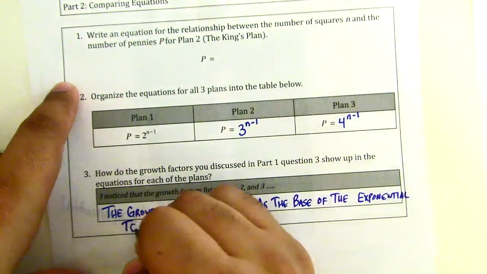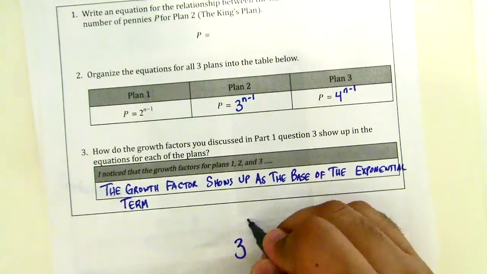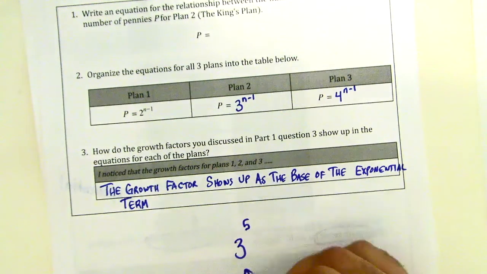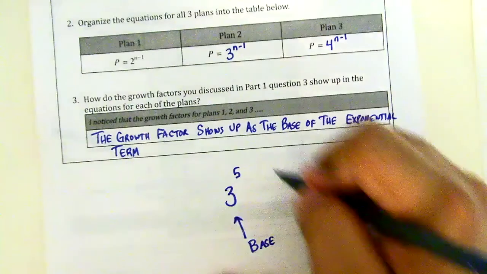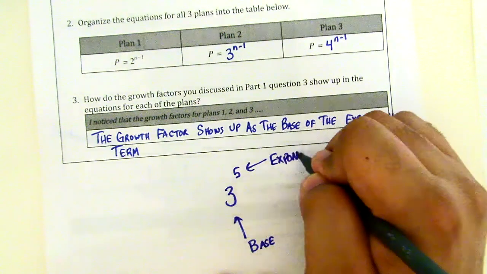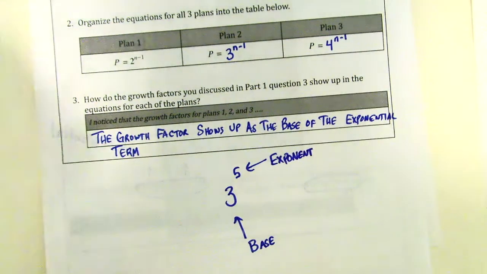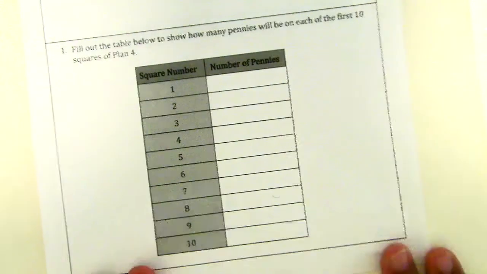Now, when I say exponential term, I'm talking about the thing that has an exponent. Again, if I had something like 3 to the 5th power, we call the 3 in this case the base. Sorry, you can't see that. And we call the 5 the exponent. So the growth factor, the thing that we are multiplying by, shows up as the base. Okay? Now, the rest of the packet, you are going to try to do yourself.